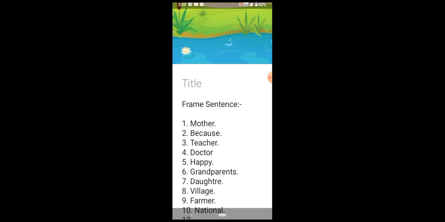I want water to drink. Second sentence: the earth is full of water. The bucket is filled with water. The container gave the water round shape. This is the frame sentence. So I have given you 10 words. I have given you how many words? 10 words. Now you have to frame these words into sentences.